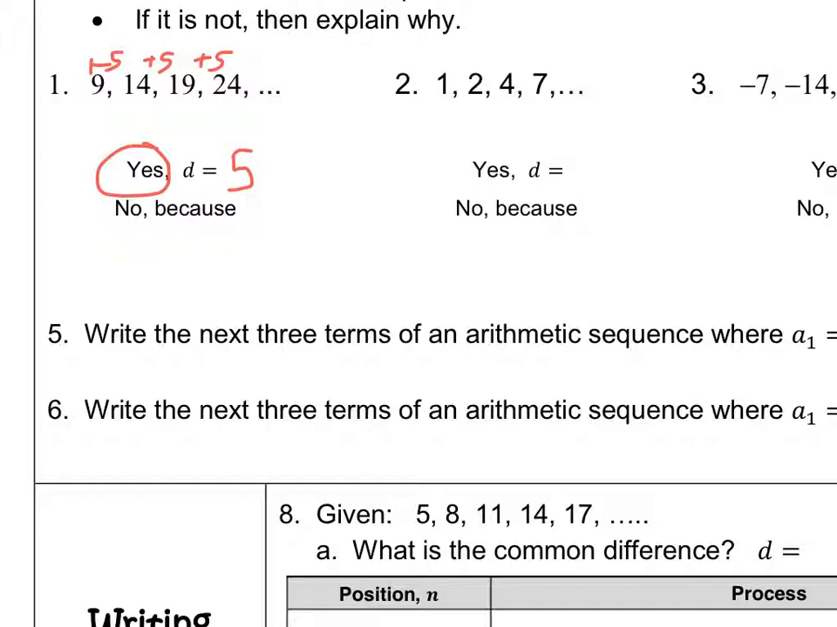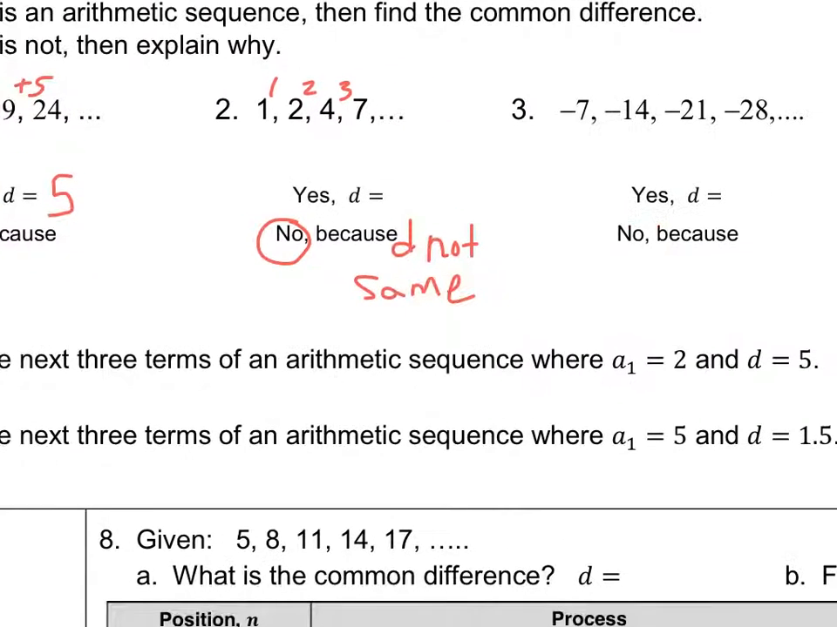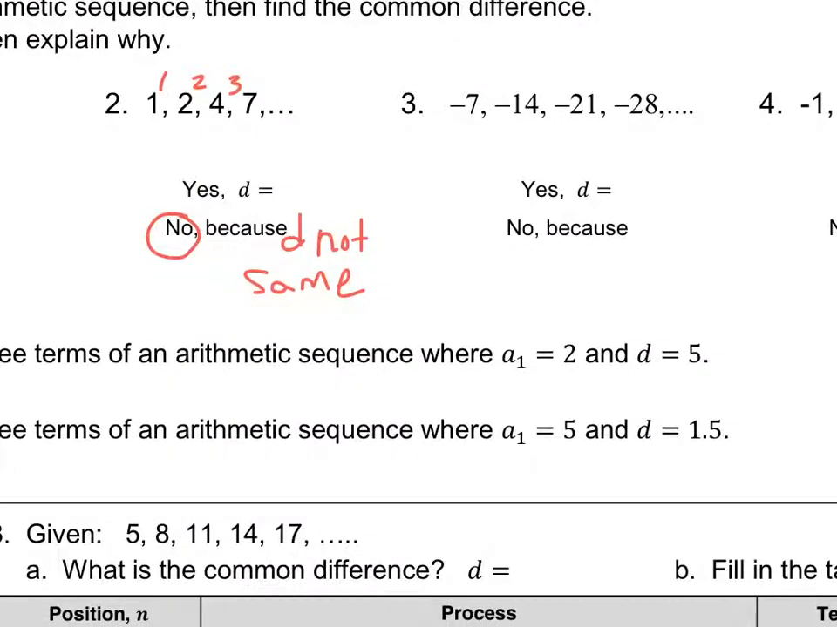Now in this second one, between the first ones are 1, between the second ones are 2, 3. It's an interesting pattern, but it's not arithmetic. So it's a no, because D, not the same. It's not the same every time. And then on our last one, we look, and they're changing by -7 each time. So yes, it is. And our constant, our distance, is -7.